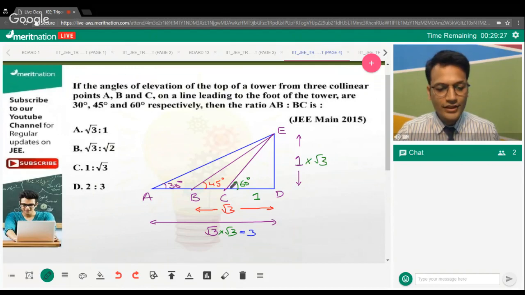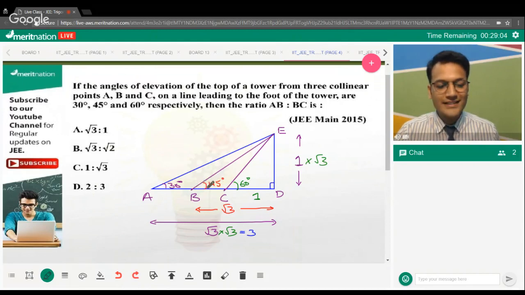Just to concentrate on this smaller triangle, this EDC. If this is root 3 in front of 60 degrees, then in front of 30 degrees, this must be 30 degrees, right? If that is 60 degrees, in front of 30 degrees it will be 1. So this length is 1. If this length is 1, we are left with just this triangle with 45, EBD.